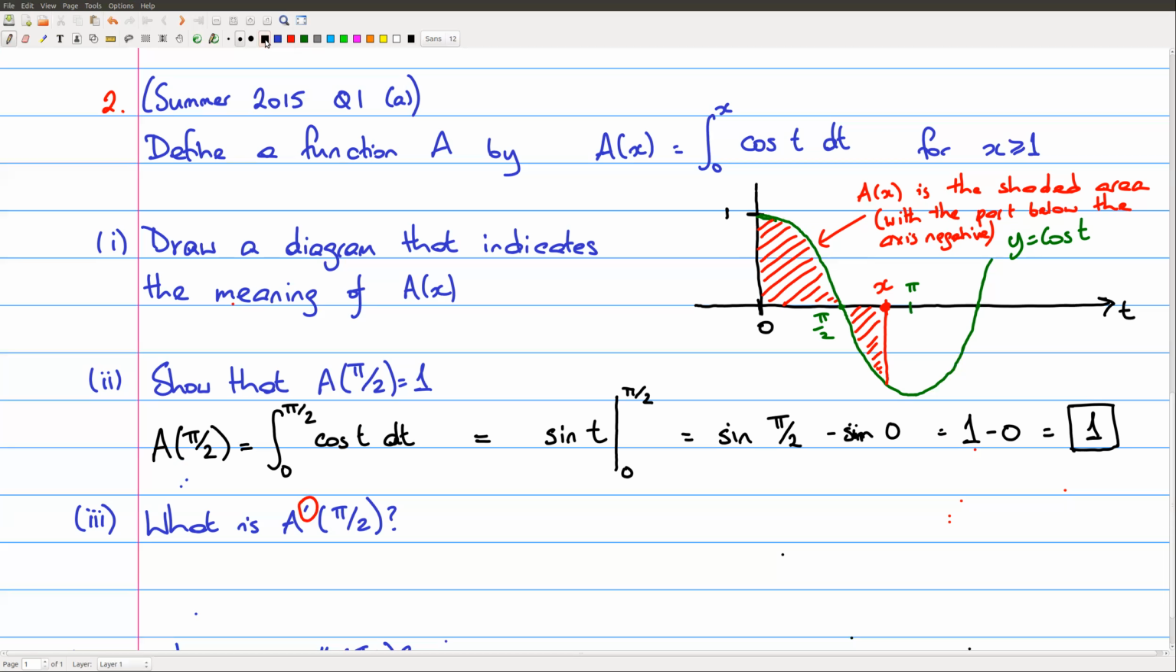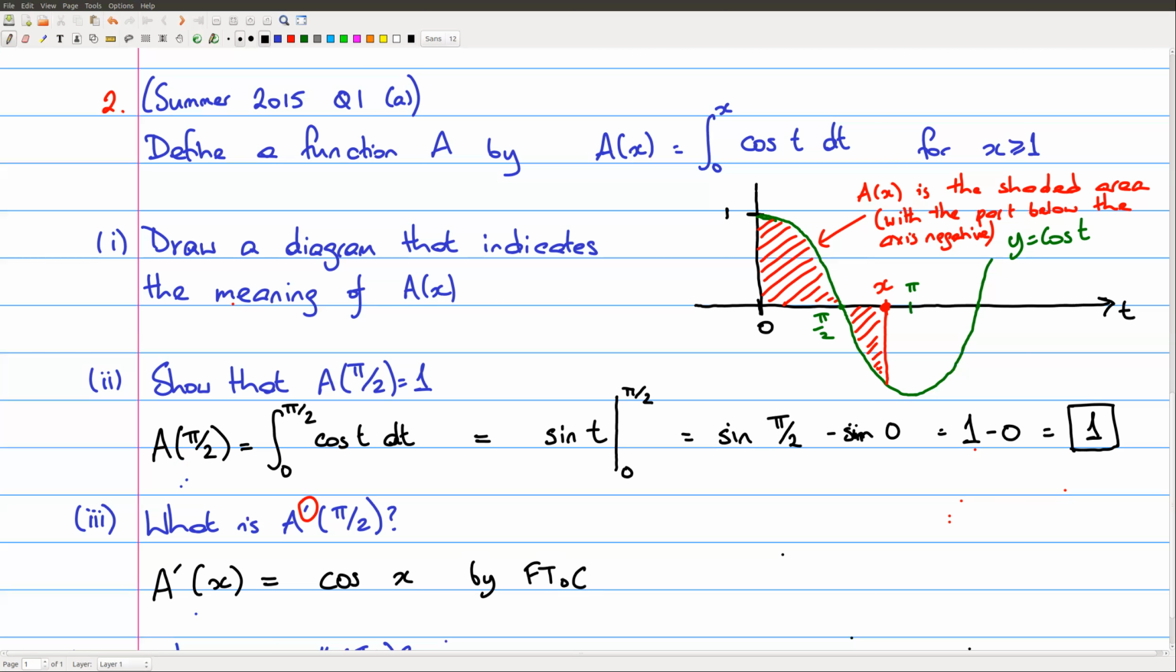Here, it's an application of the fundamental theorem of calculus, which tells us that in general, the value of the derivative of A at a point x is the height of the graph above or below the x-axis at that particular point x. So it's just cosine of x. A dash of x is cosine x. This is by a direct application of the fundamental theorem of calculus.